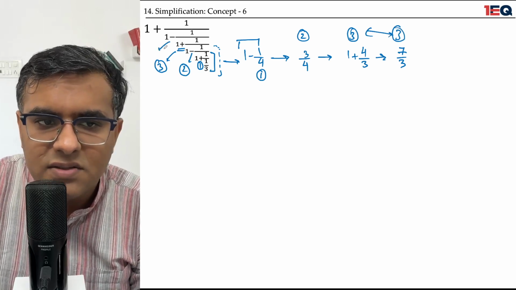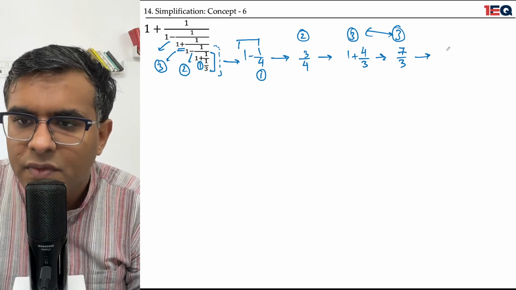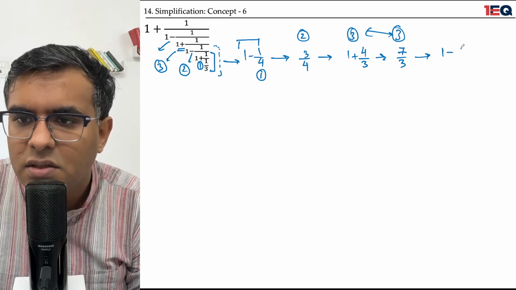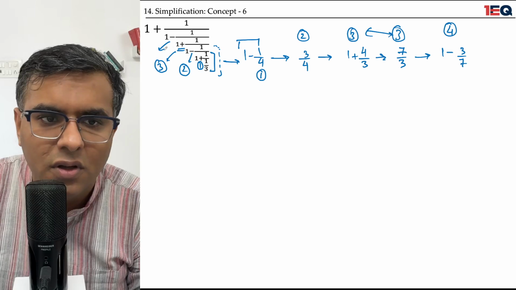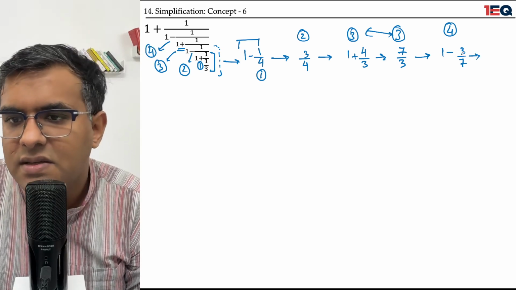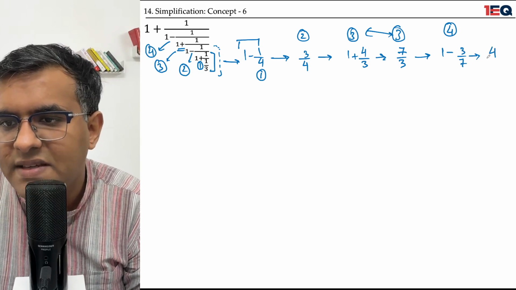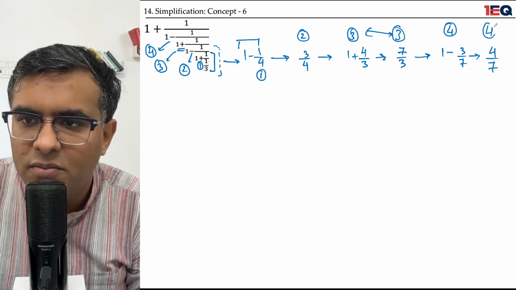Now there's a minus over here, and I need to flip it. So 1 minus 3 by 7. This is what I have achieved, and this is point number 4. All right, this is point number 4 where I have reached. 1 minus 3 by 7 is 4 by 7. I have achieved the output of point number 4.